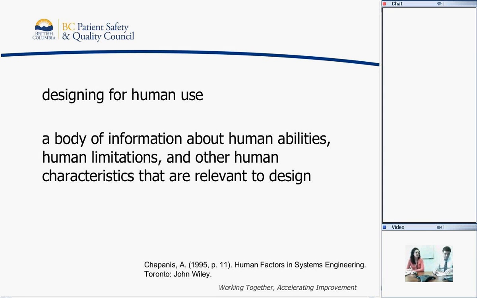And this is one of my favorite definitions. It's by Chapanis: human factors is ultimately designing for human use. And what that means is it's a body of information about human abilities, human limitations, and other human characteristics that are relevant to design. So these can be anything from fatigue to distraction to interruptions, reaction times, anything that is involved with how people are basically functioning within their environment.